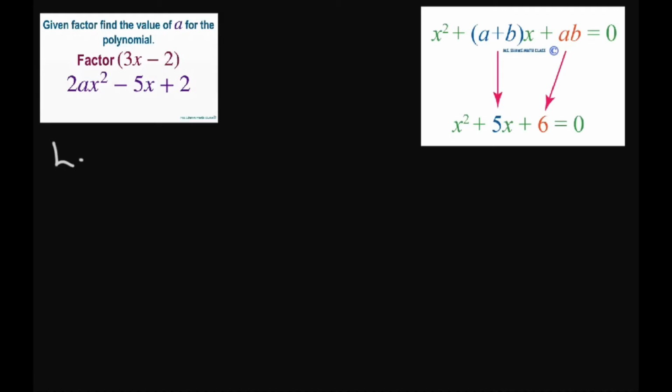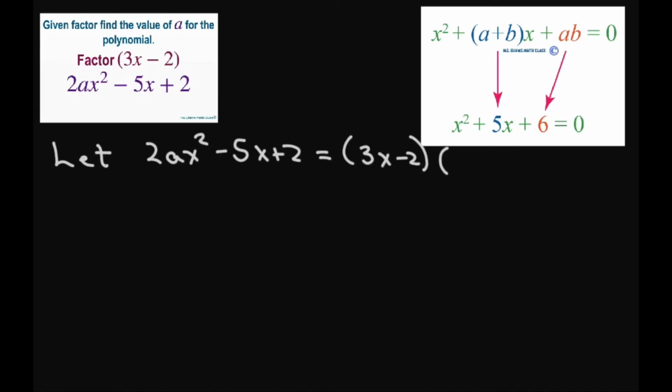So basically, let's let 2ax squared minus 5x plus 2 equal our factor 3x minus 2 times something, and then we're going to have to do some mental math on this. If we need a 2 here, we have a 3 here, so I'm just going to put bx. And since we have a positive 2 here and a negative 2 here, this is going to be minus 1. So you see what I did? I set it up so that now let's expand this out.